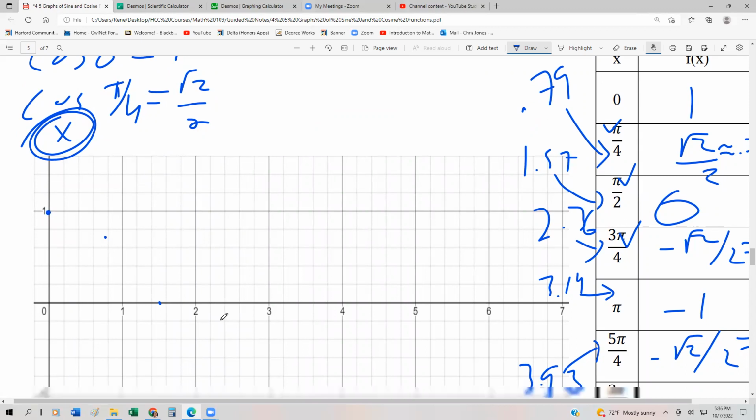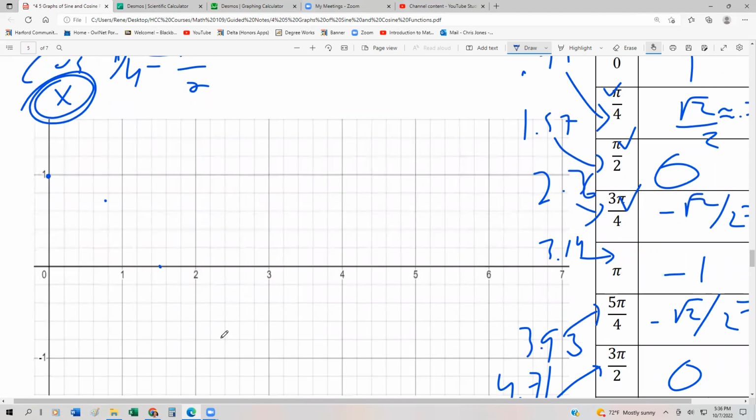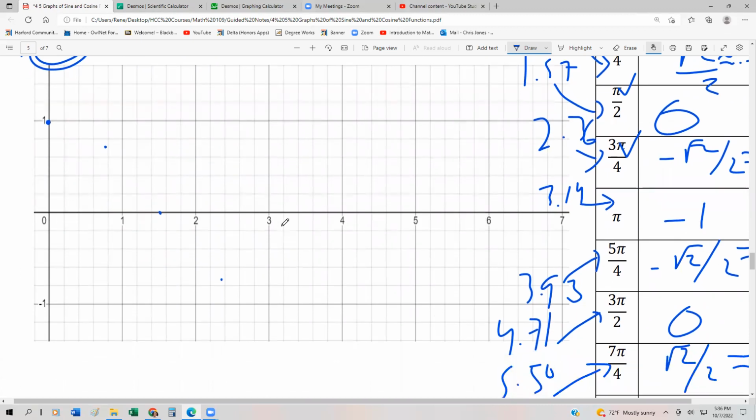And then we had positive 2.36, which might be right about here, and then negative root 2 over 2. That's 0.71 in magnitude, which might be right about here. Again, I'm just approximating these. Then we have negative 1 at pi, so we have 3.1 right here. Going back, we had 3.93, so maybe over here, and then we had the same height, so that's probably about right here.